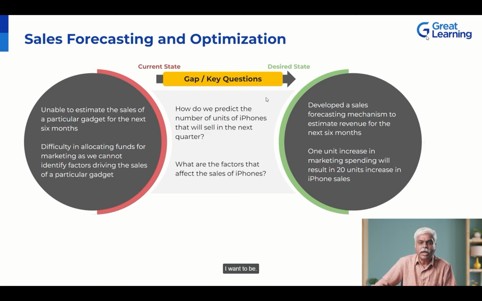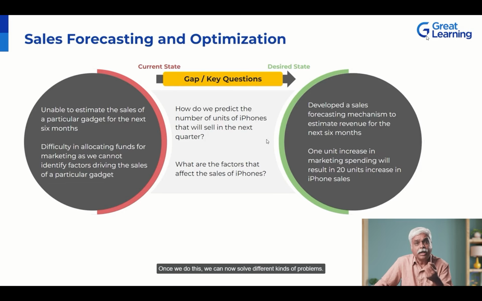So this is where I want to be. This will lead to questions. How do we predict the number of units? What are the factors that affect the sales of iPhones? These questions are now broader questions that my regression model will need to be able to answer. Once we do this, we can now solve different kinds of problems.